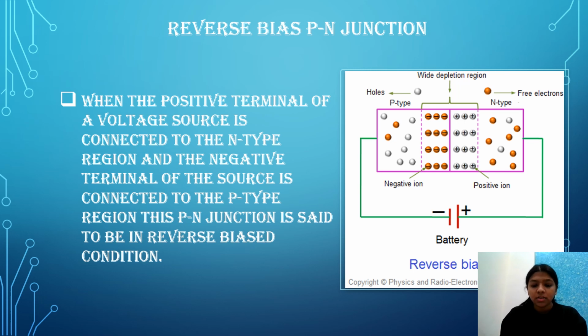In the reverse bias condition, as we increase the reverse bias voltage, the width of the depletion region will further increase, and due to that the depletion region offers more resistance to the majority carriers. We will get current due to the movement of the minority carriers.